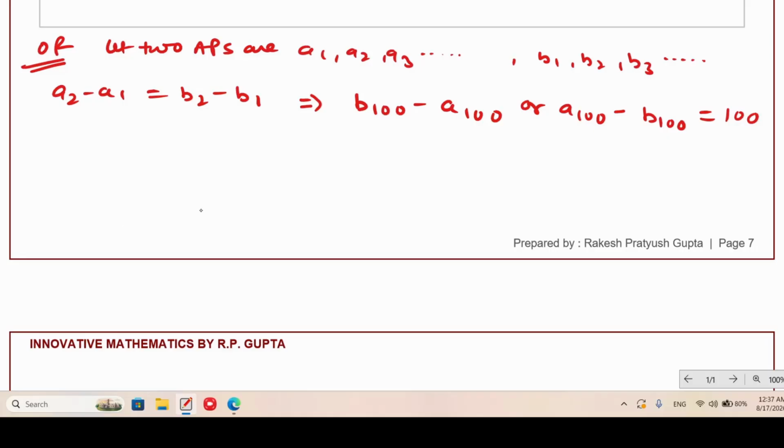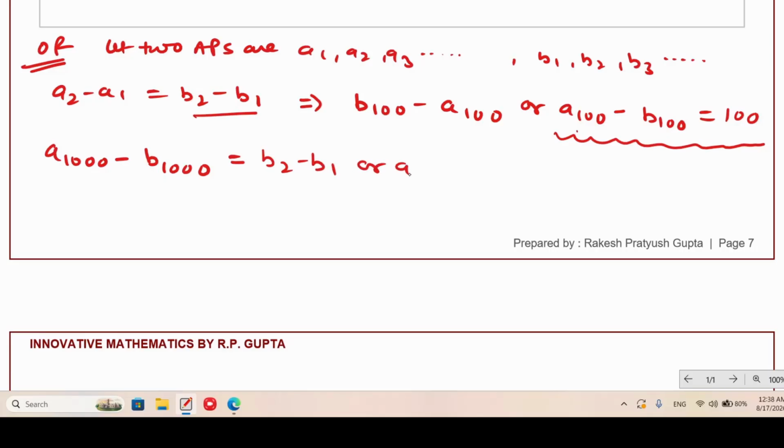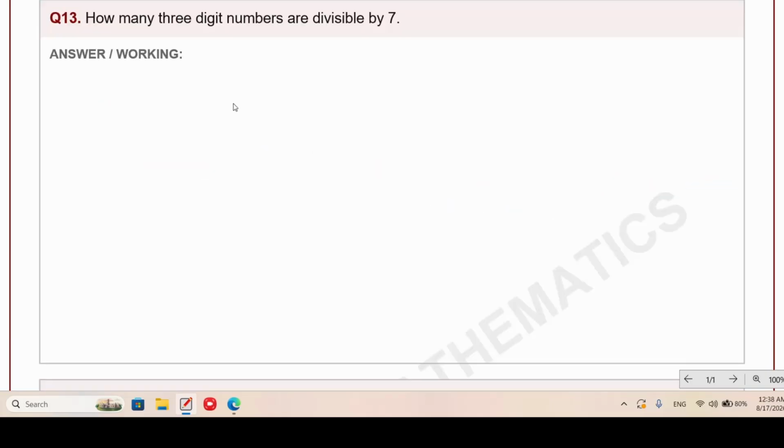Clear? So अब आप इसका जो A100 minus B100 is 100 है. Now the thousandth term, what is the difference between their thousandth terms? So the thousandth term का डिफरेंस अगर मैं निकालता हूं, A1000 minus B1000 is equal to what? Their common differences are the same, so we can write B2 minus B1 or A2 minus A1, or you can write A100 minus B100, which is 100. Finish.